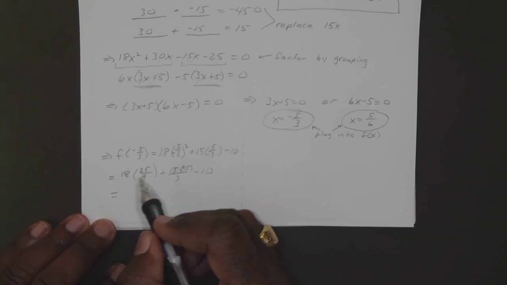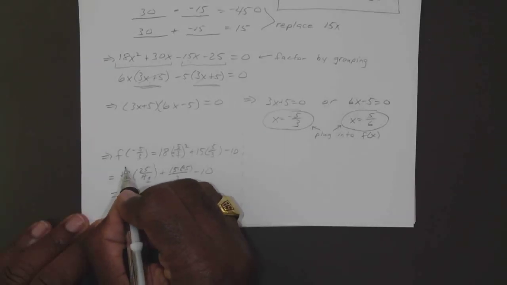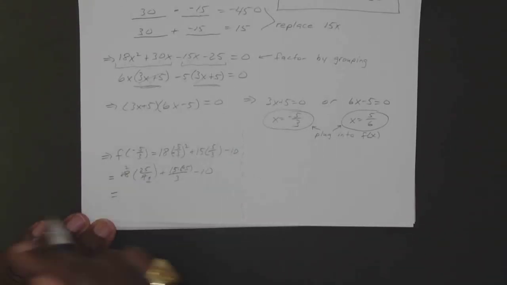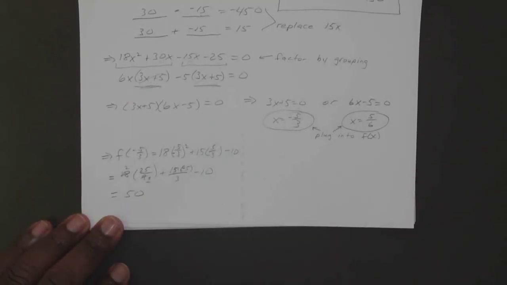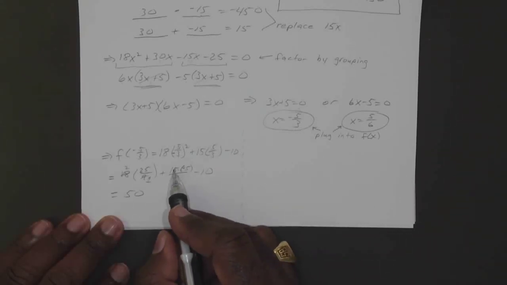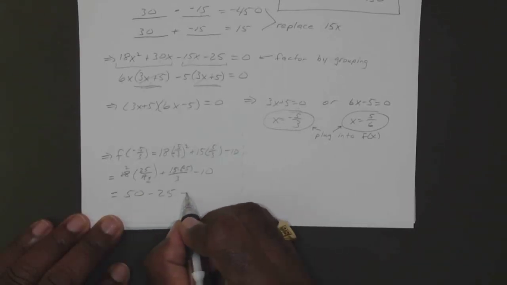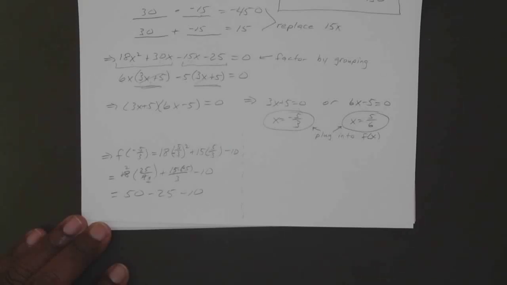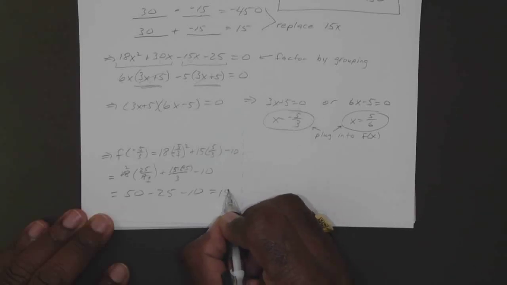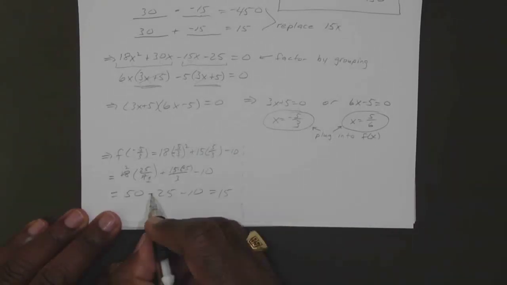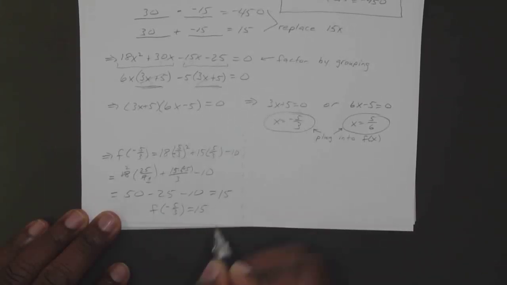So now the 9 and the 18 cancel out. 9 goes into 9 one time, 9 goes into 18 twice. So you actually end up with 50. And 3 goes into 15 3 times. Nope, 5 times, sorry about that. 5 times negative 5, now I'm getting tongue-tied. Negative 25 minus 10. So that will equal 15. Yeah, 15. So f of negative 5 over 3 is equal to 15.